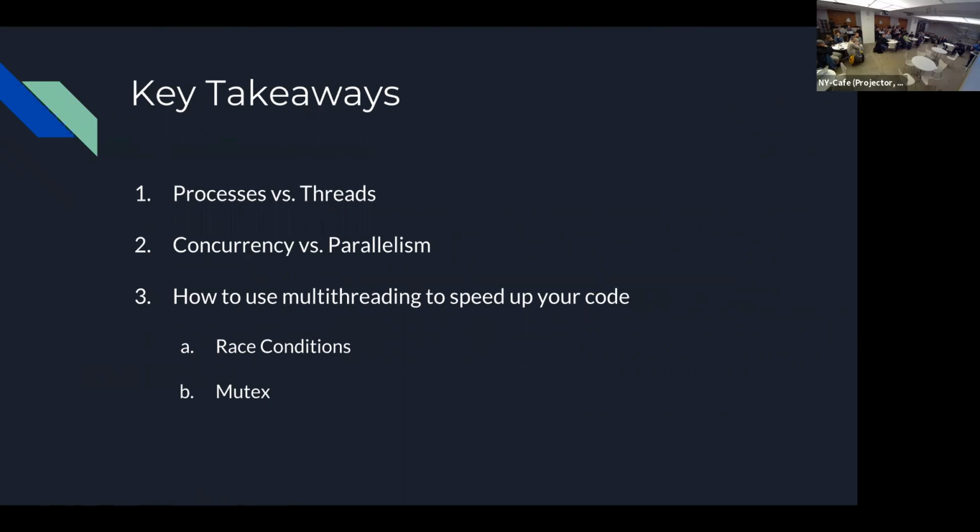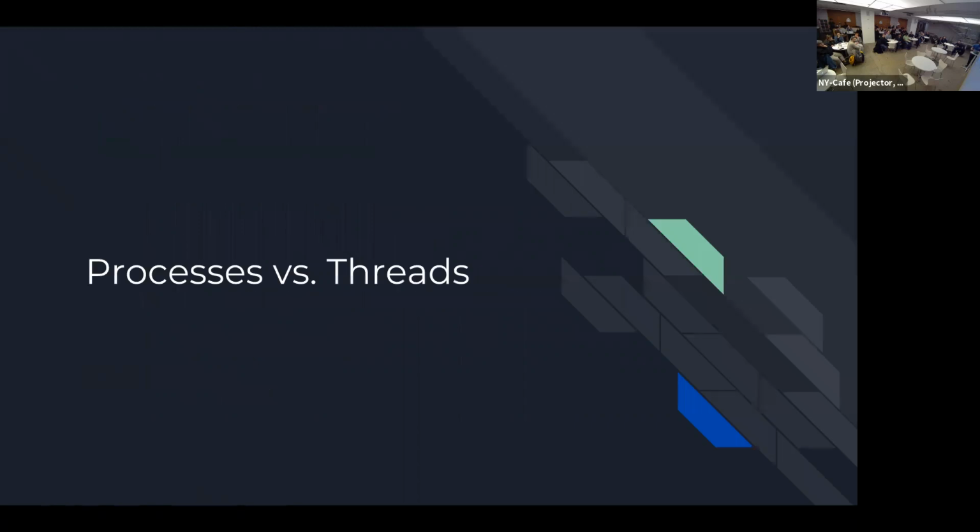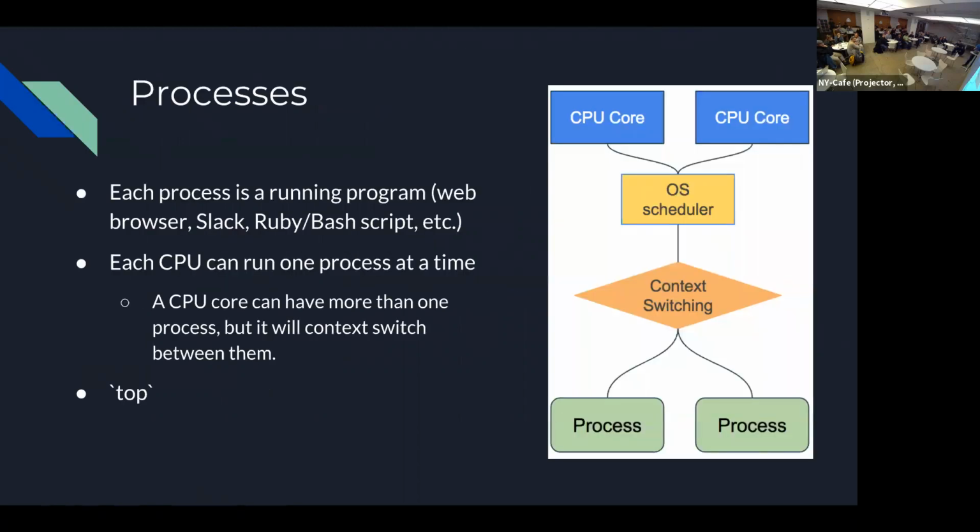All right, so first off, let's go over processes and threads. First is going to be processes. So what are processes? I like to think of them as essentially just programs running on your computer. You can think of your web browser. If you use Slack for work, that's running in a process. Also any Bash or Ruby scripts you run in your terminal are all running in a process. Because if you think of your code as a list of instructions, the process is the thing that's actually executing those instructions. And with each process comes a processor or a CPU core.